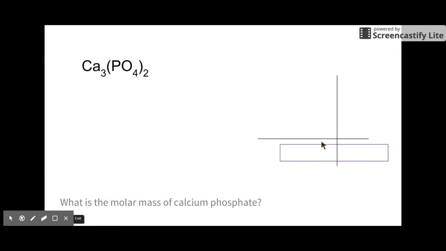All right, so this leads us to the last practice problem. See if you can figure this one out. What's the molar mass of calcium phosphate? Did you pause the video? All right, let's try it out. So I have 3 calcium atoms. If I multiply the calcium molar mass by 3, I get 120.24.